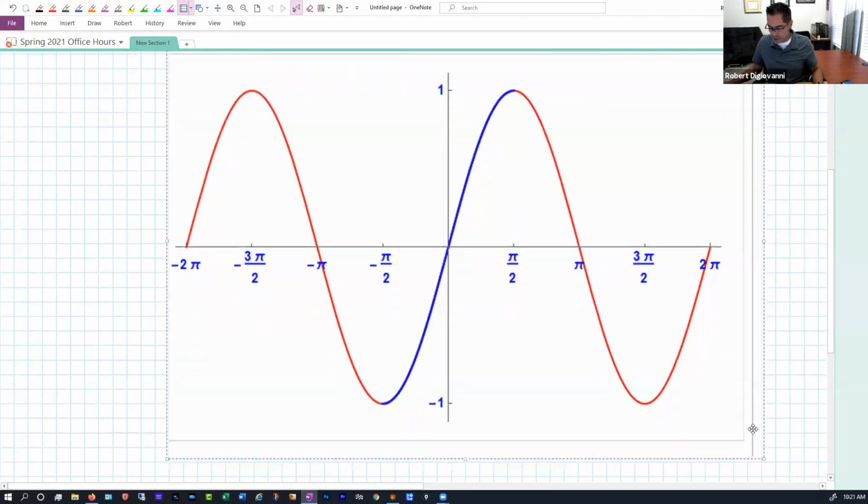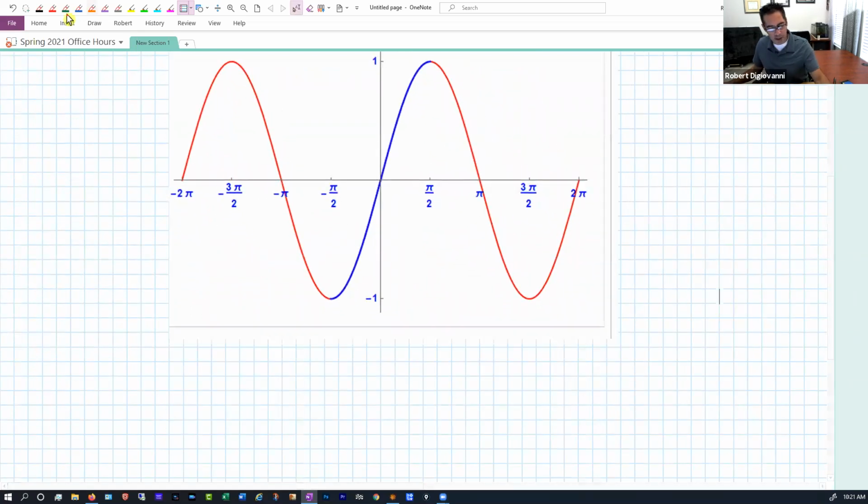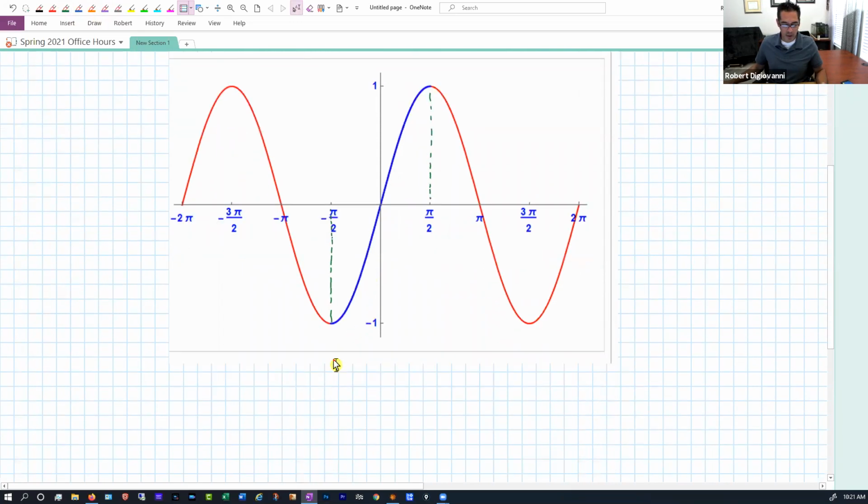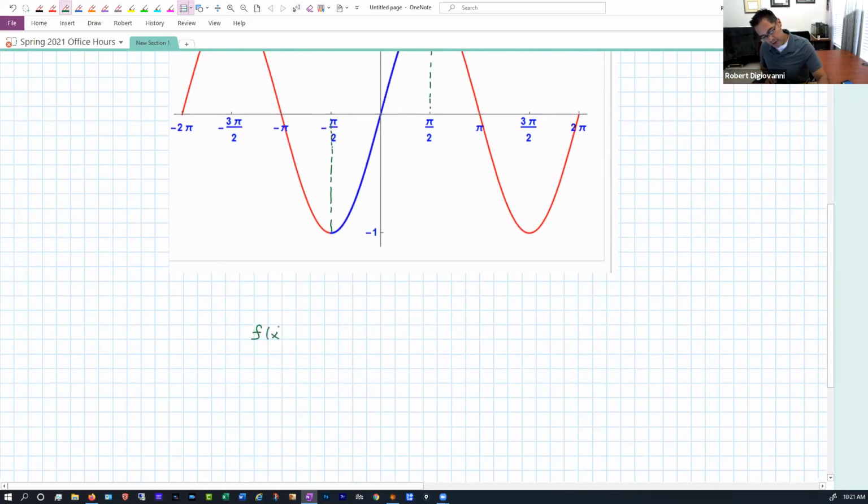So what we're doing is we're restricting it just between negative pi over 2 and pi over 2. If we just look at that little segment, then we have the one-to-one that we need. So what we're saying is take f of x is sine x and restrict x between negative pi over 2 and pi over 2. Then sine x is 1-to-1, which means it has an inverse.